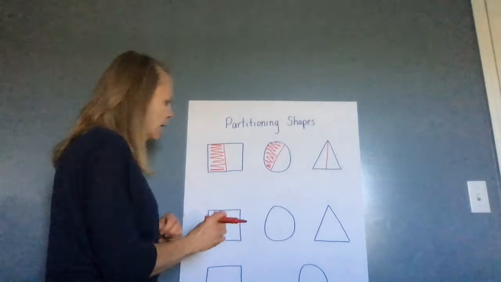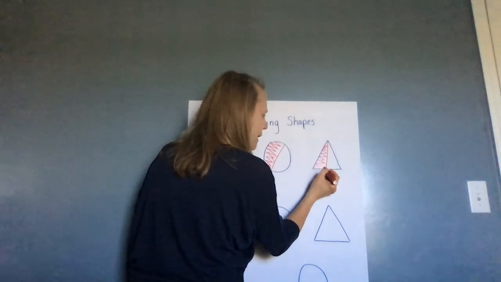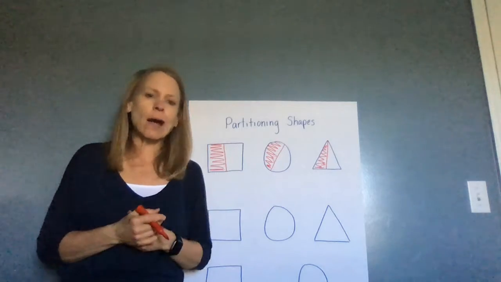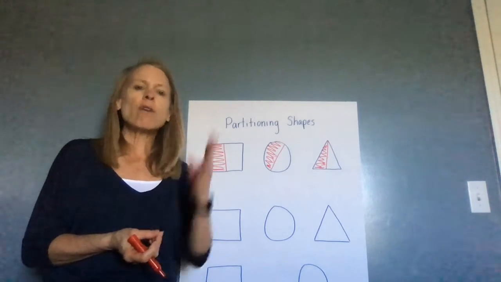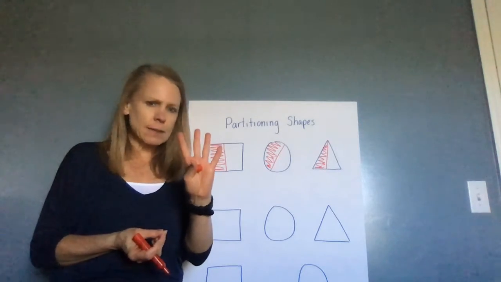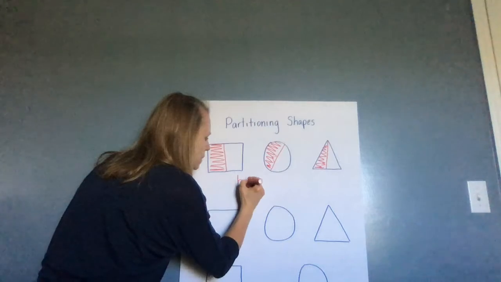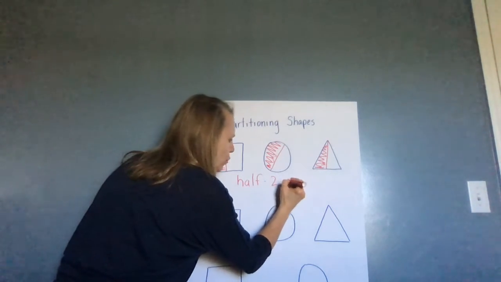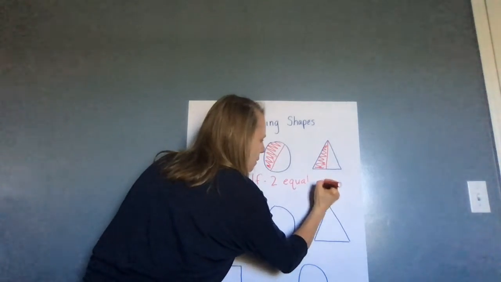Okay, so I'm going to color in this half. When I divide it into half, there are two equal pieces. Now, when I divide it into fourths, there's going to be four equal pieces. So halves, there are two. So I'm going to say half, two equal pieces.